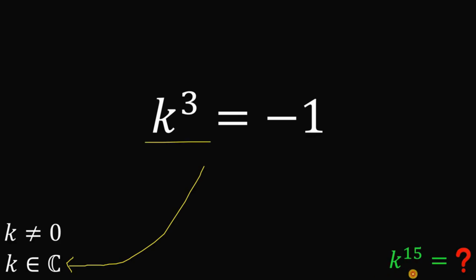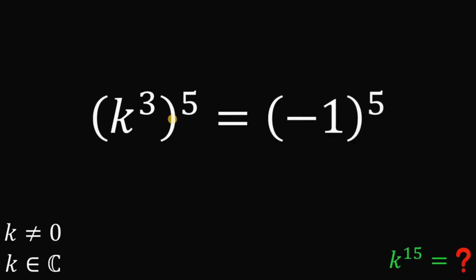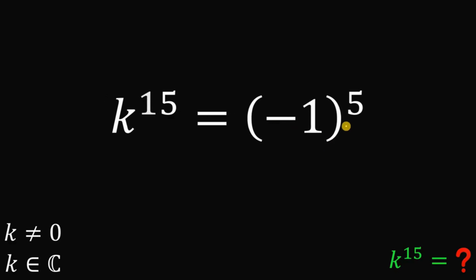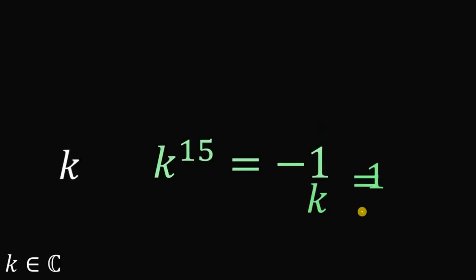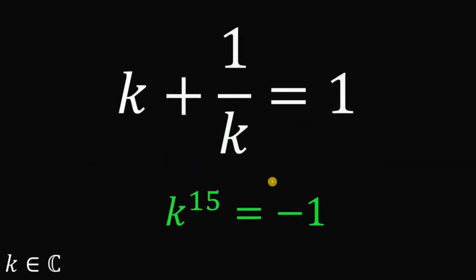And here, since we want the value of k raised to the power of 15, what we're going to do is to raise both sides to the power of 5, because 3 multiplied by 5 is just 15. And negative 1 raised to the power of 5 is still negative 1. And that is the numerical value of k raised to the power of 15. And that is our answer to this question.